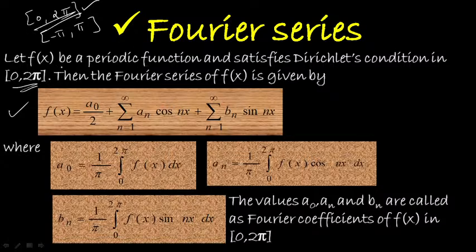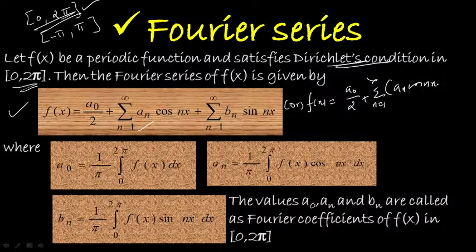first. So let f of x be a periodic function and satisfy the Dirichlet conditions in the closed interval 0, 2 pi. Then the Fourier series of f of x is given by f of x is equal to a0 divided by 2 plus sigma n varies from 1 to infinity an cos n x plus sigma n varies from 1 to infinity bn sin n x, or you can write this as f of x is equal to a0 divided by 2. You can take the summation as common and take it outside. So an cos n x plus bn sin n x. You can write it like this too, both are equivalent.